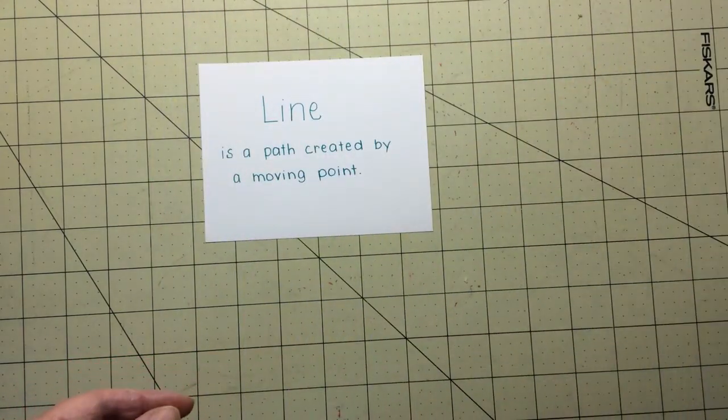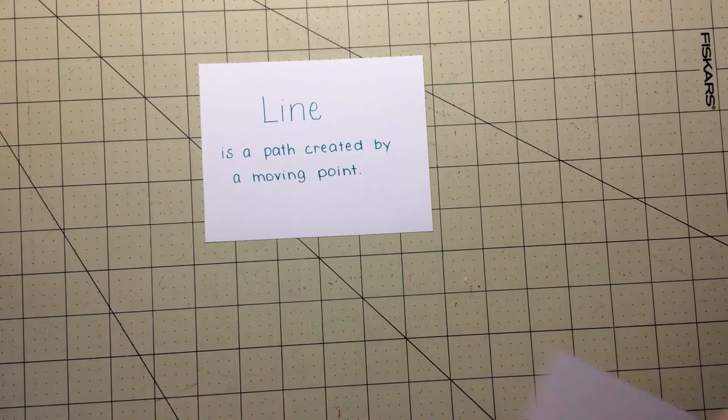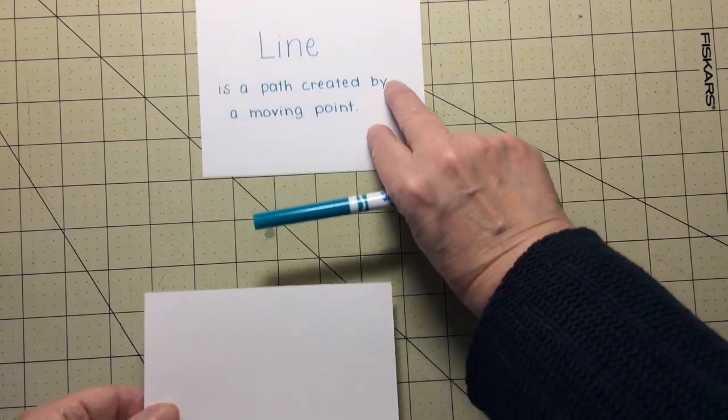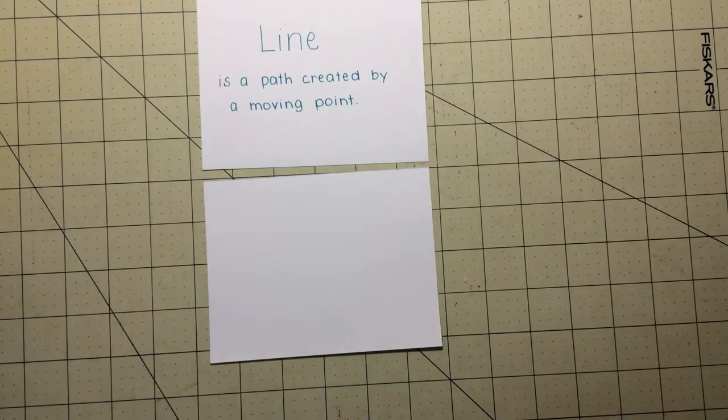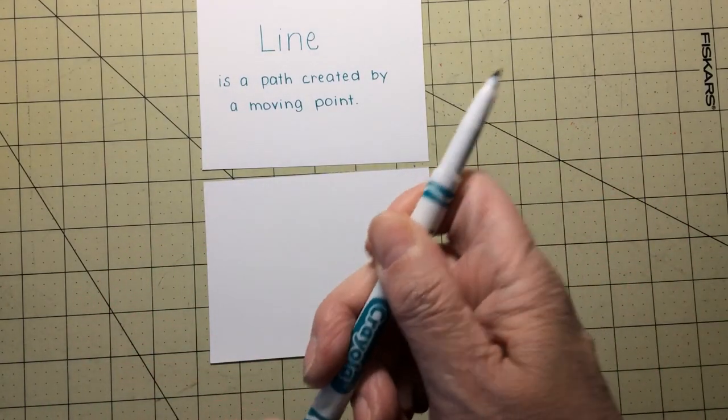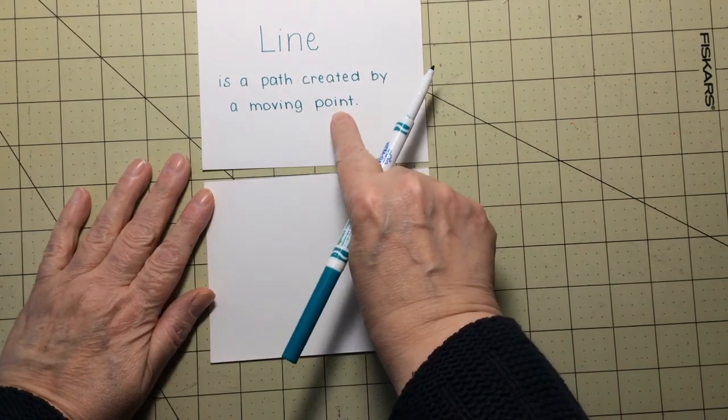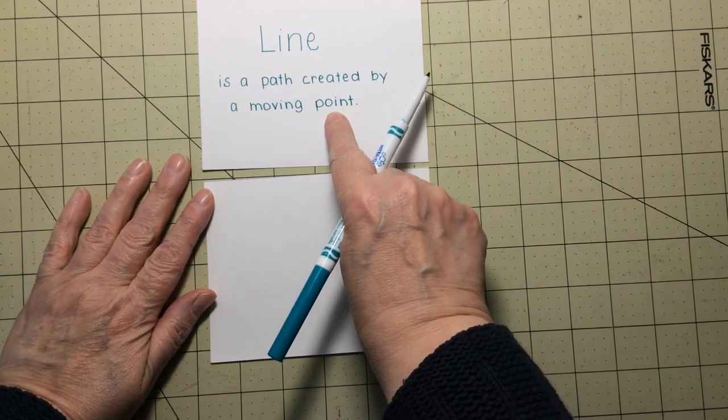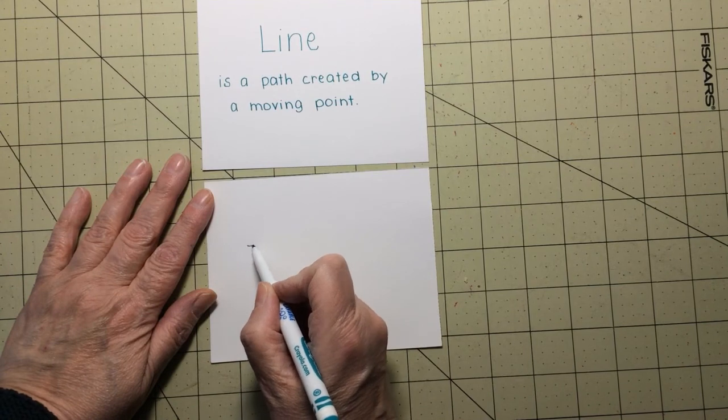So to start off, let's just talk about line and what a line is. The definition of line is a path created by a moving point. It seems a little bit tricky to understand what that means just by thinking of the definition. So I thought I would show you what I mean. I'm going to put a piece of paper here, and I'm going to take my marker and make a point, like it says right in the definition, a point, and then I'm going to move it.